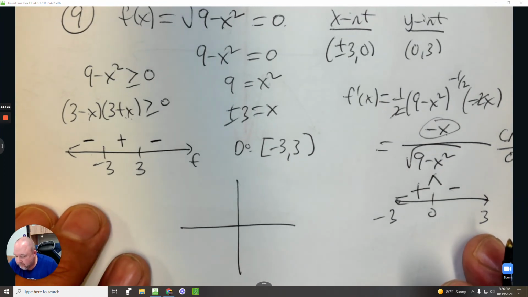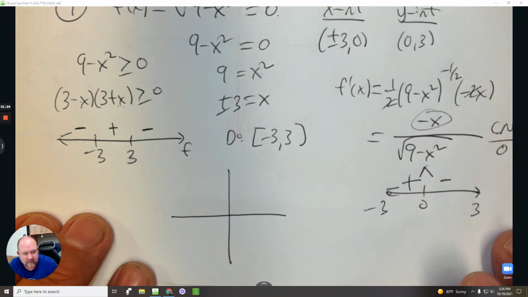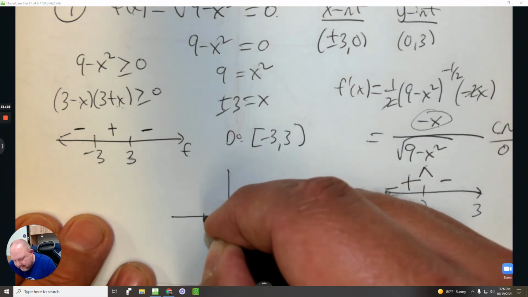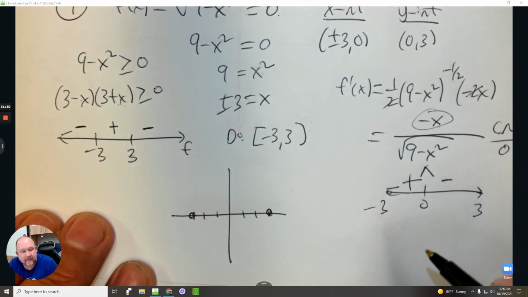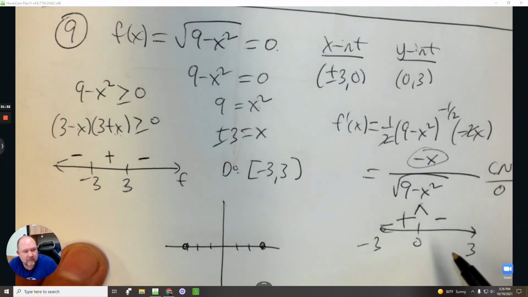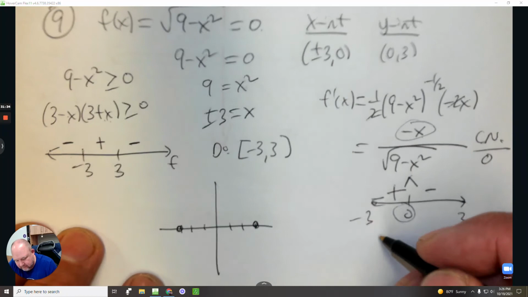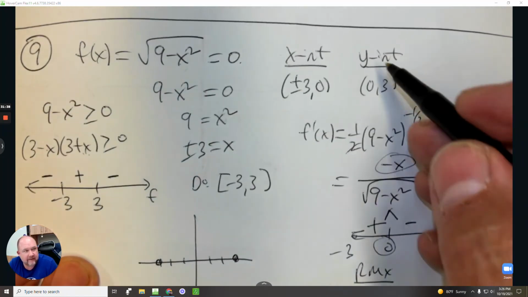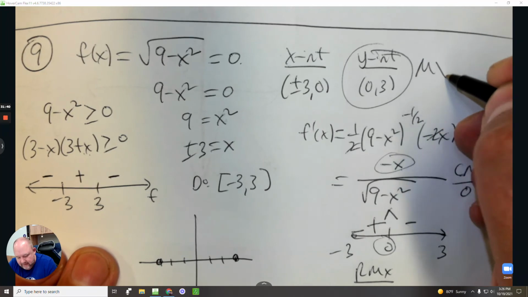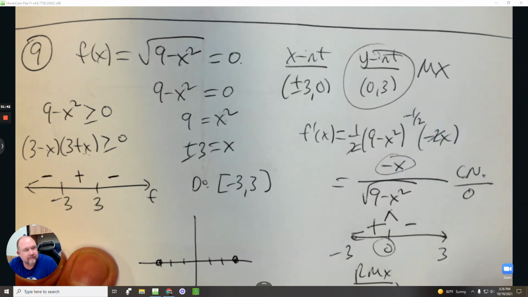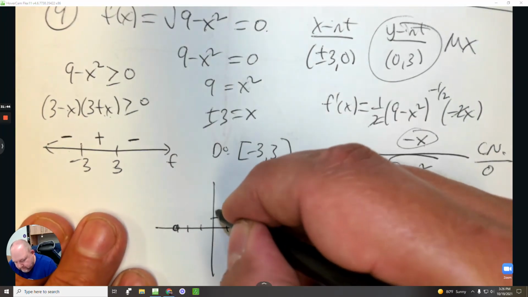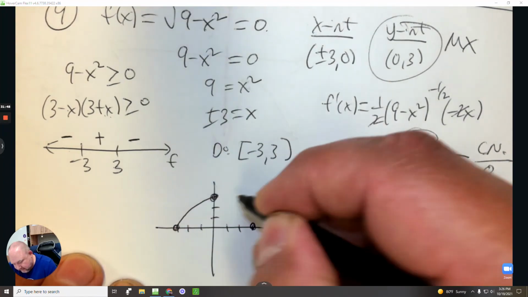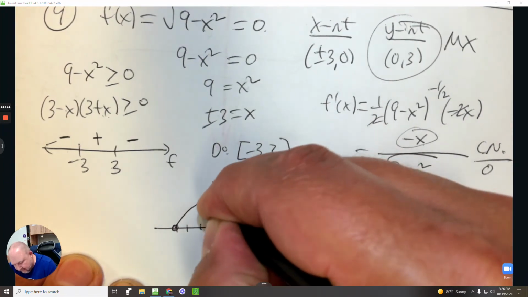And it said there are no points of inflection, so I'm not going to do the second derivative. So at 3 and at -3, at 0, 3, so at 0 is a maximum. And that means this y-intercept is a maximum. And that's it. Connect the points. You just made a semicircle.